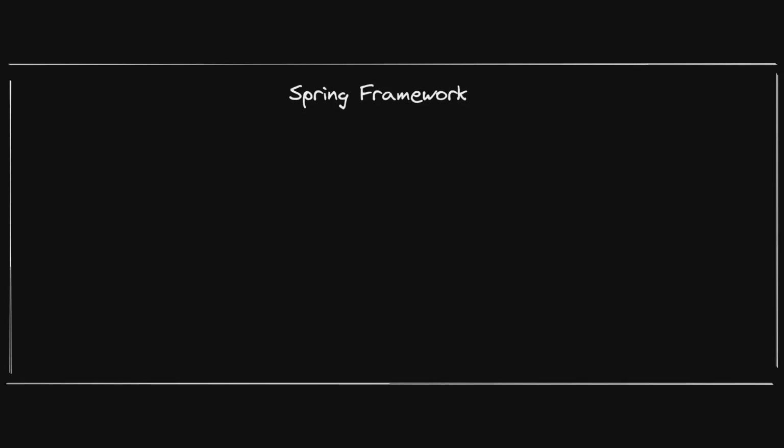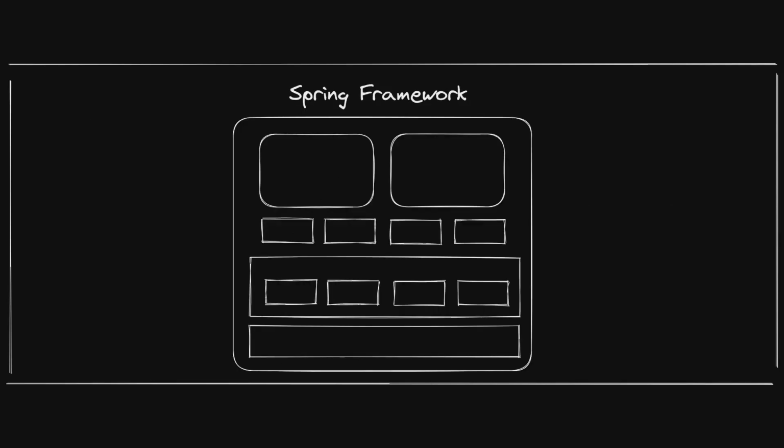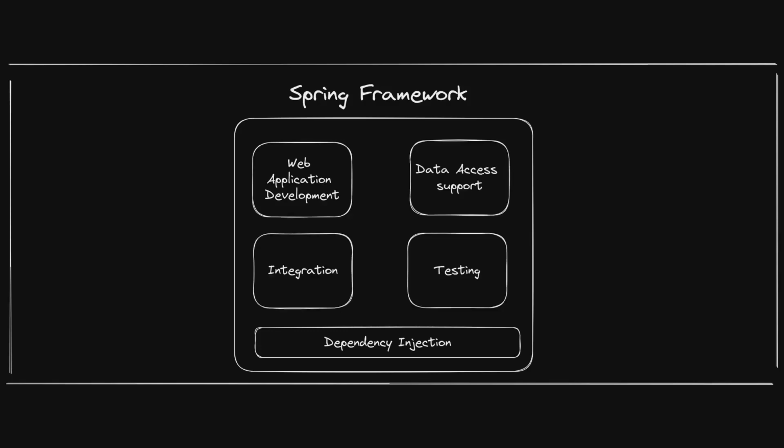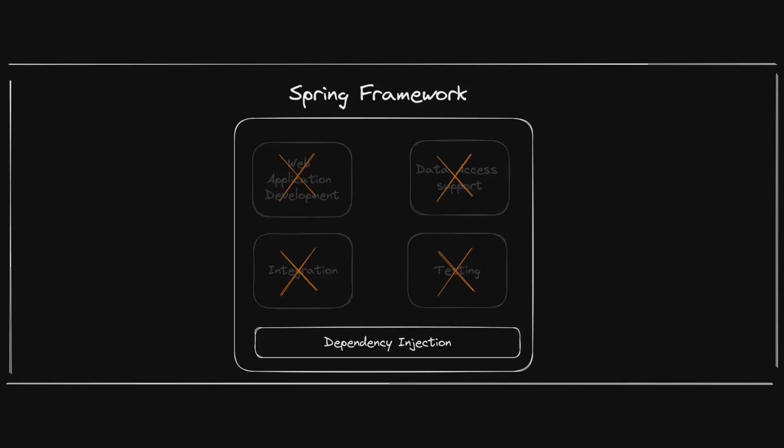Spring Framework is a lightweight modular framework used to write enterprise applications. At its core, it has dependency injection, which is a fundamental part of the framework. The framework provides modules for web application development, data access support, integration, and testing. Spring Framework, by design, is a modular framework. It means that if you just want to use dependency injection, you can just include the module related to dependency injection. It will not add web support or data access or any other unrelated functionality.